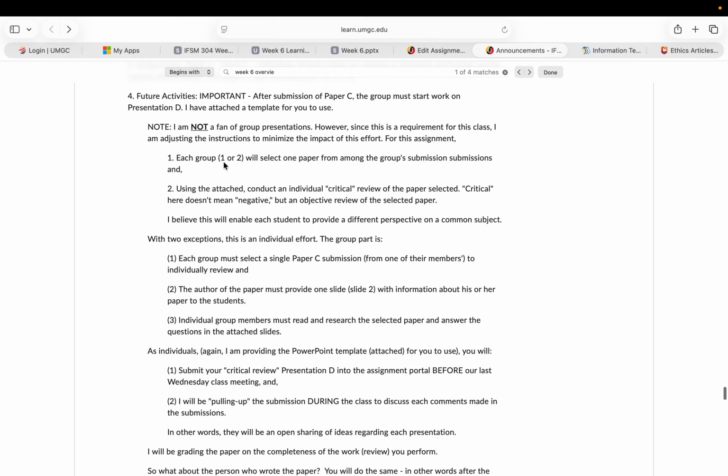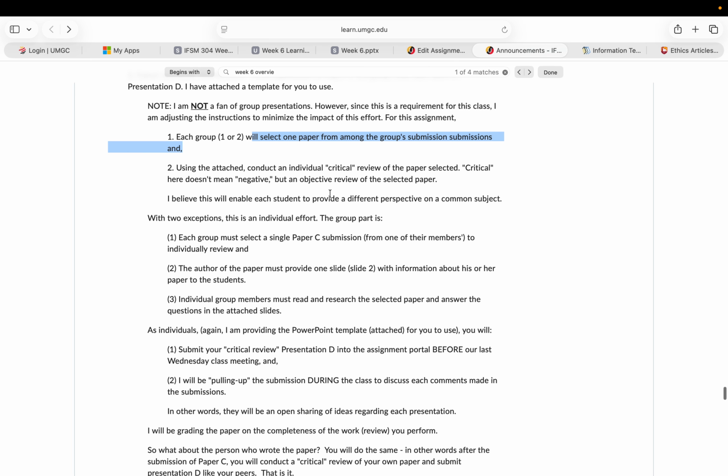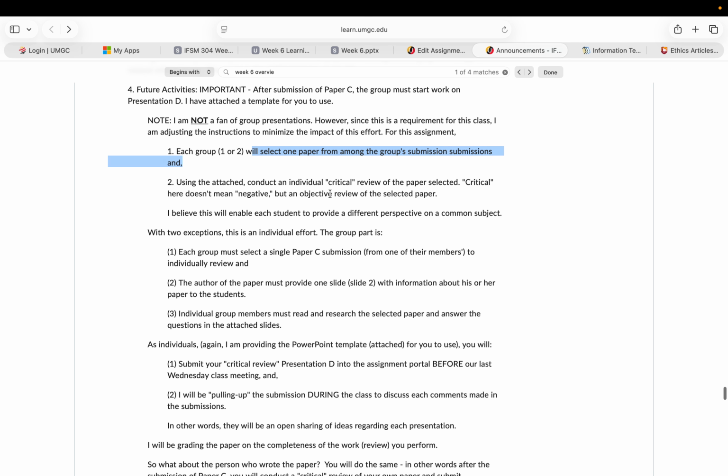So each group, there are 2 groups, group 1 and 2, will select one paper from among the group submissions. Everybody in group 1 is going to share their papers. Everybody in group 2 is going to share theirs, and they're going to pick one paper they think is the best to do their own critical review of, using the template I'm going to give you. You pick one. He's not a leader, but that becomes your lead paper. All right.